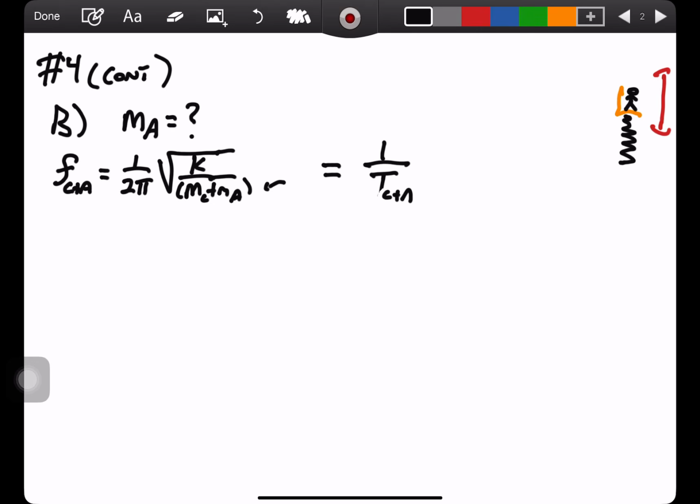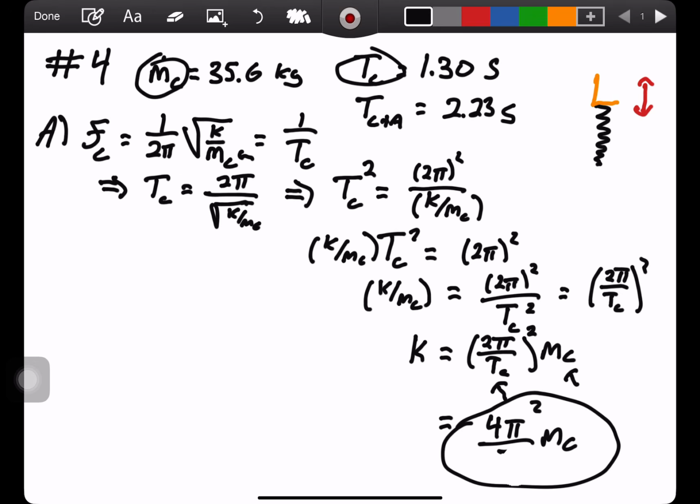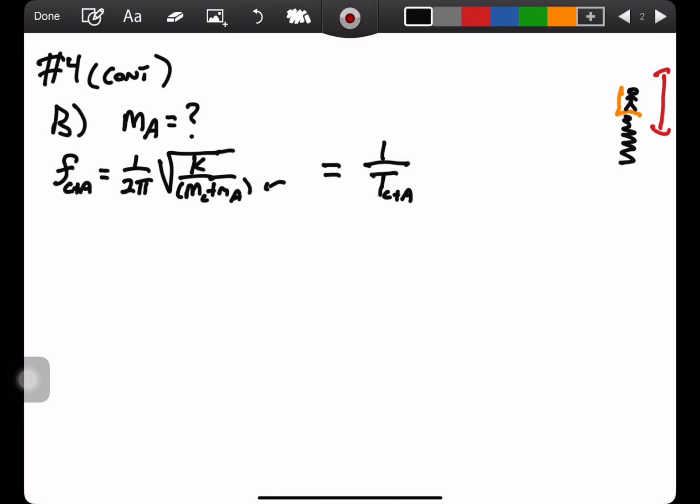C plus A. So this is going to be similar algebra to what we did in part A. It's just that our mass is different now, but we have something going for us now in that we already know what K is. So that's going to be the ticket to eventually solve for the mass of the astronaut. So I want to get rid of the square root sign. So to do that, I'm going to square both sides of the equation.